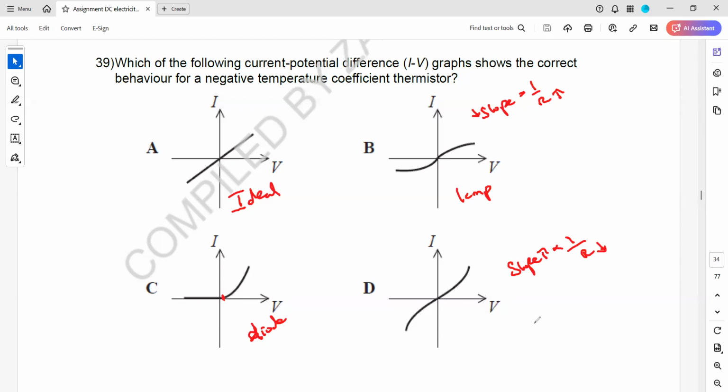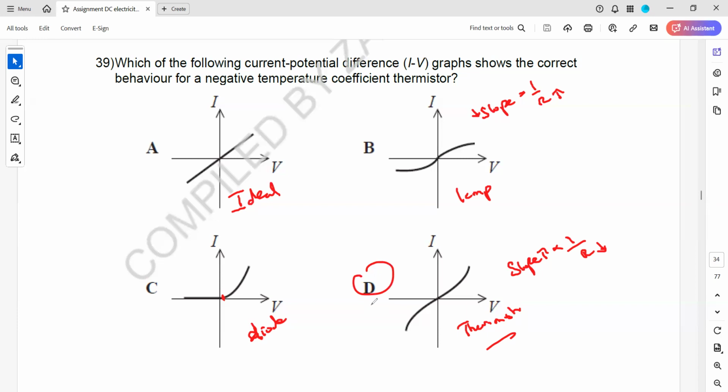And for a thermistor, as we increase the voltage, it's a semiconductor. So for a thermistor, when we increase the voltage, the current starts to increase, more heat is produced, or the temperature starts to increase, so its resistance starts to decrease. So that's why option D is the right answer.